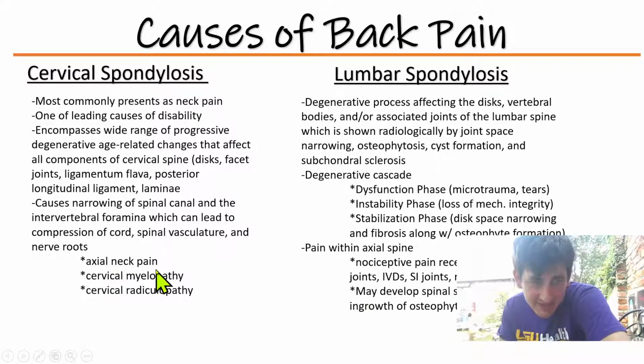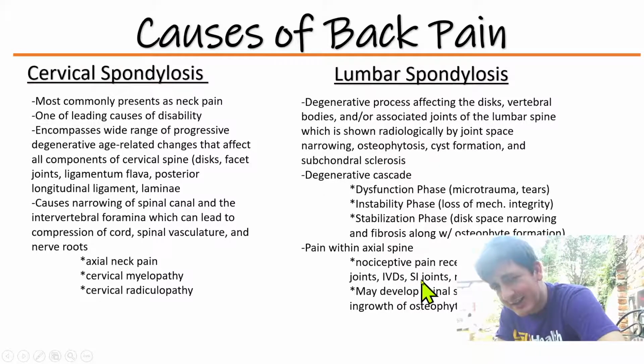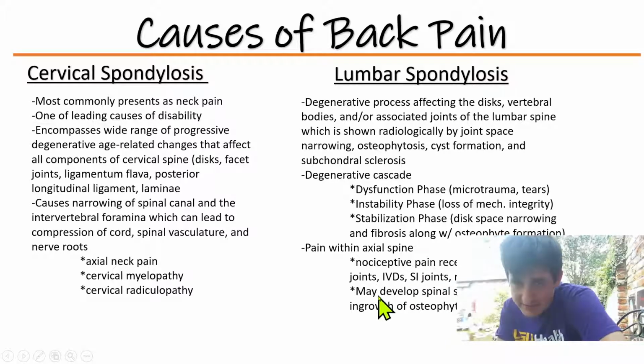So you can have some axial neck pain with cervical spondylosis, cervical myelopathy, and cervical radiculopathy: shooting pain, some numbness, tingling, loss of sensation. With lumbar spondylosis, we're going to see pain within the axial spine due to nociceptive pain receptors within the facet joints, intervertebral discs, sacroiliac joints, and nerve root dura, and those can lead to pain. Also, you can develop spinal stenosis due to ingrowth of osteophytes.